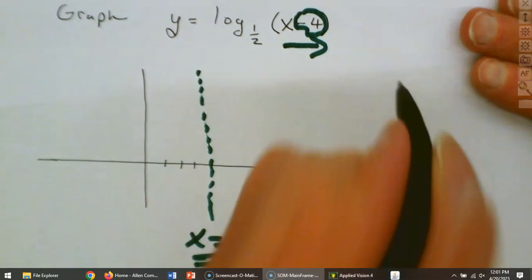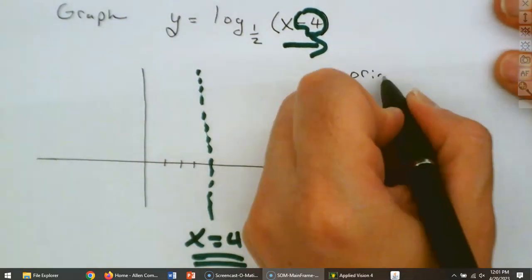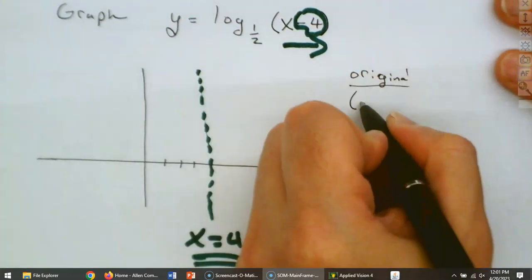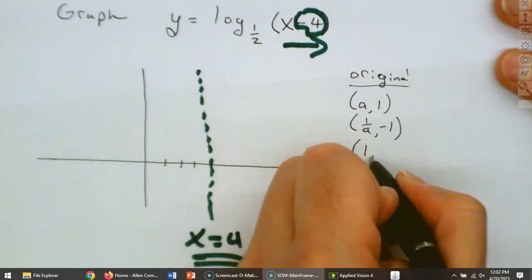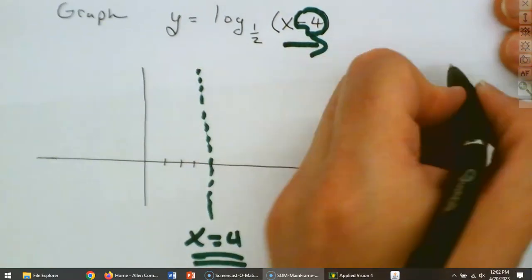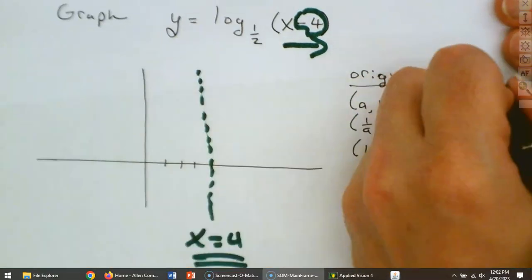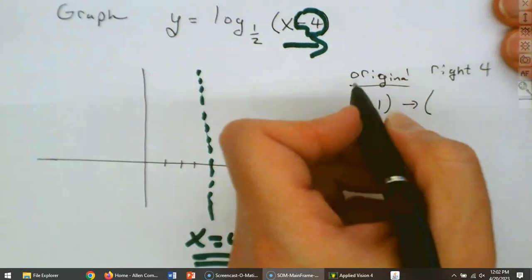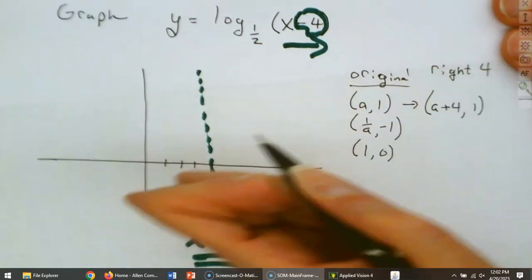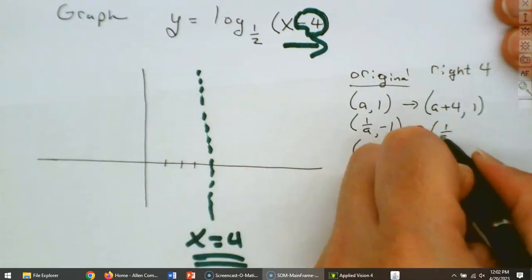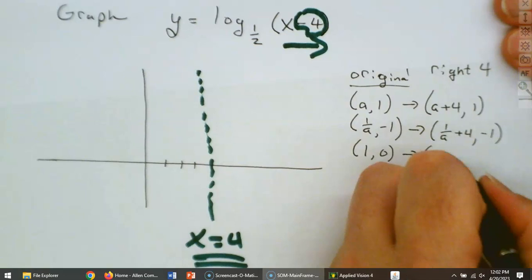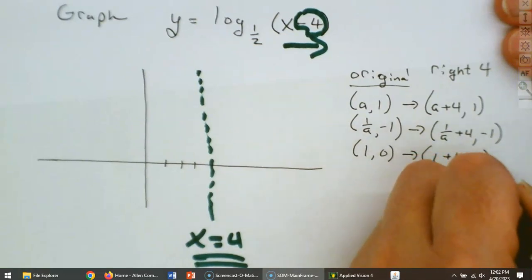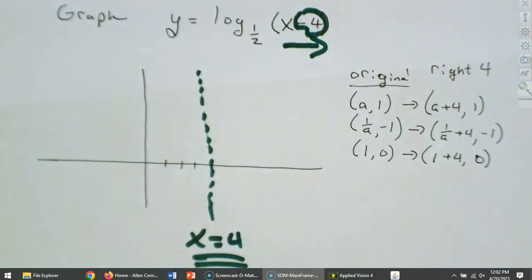So what did that do to our points? Well, the original points that we need are always the same. A comma 1, 1 over a, comma, negative 1, and 1, 0. What are we going to have to do? We're going to have to move this to the right 4. So that means we've got to add 4 to all the x values. Y values stay the same. So all I did there was add 4 to all the x values. Y's stay the same because we're not adjusting that at all.